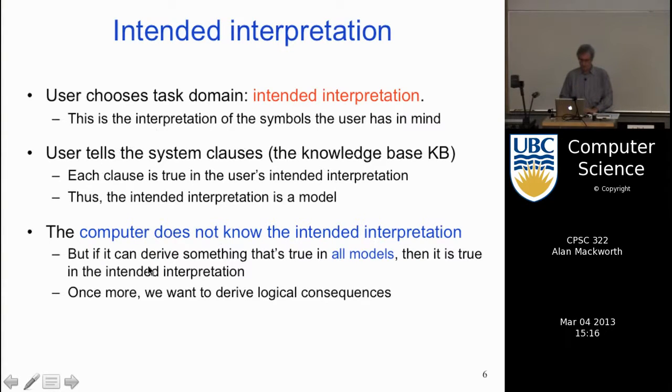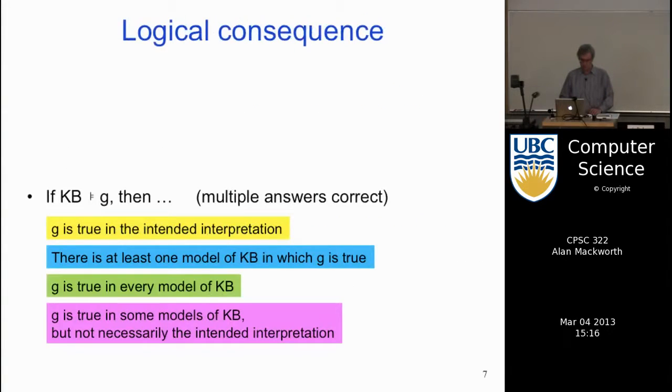So that's what this says. You can derive something that's true in all models, and it's true in the intended interpretation. So we want to derive logical consequences. We want to say, given a theory, what are all the logical consequences of that theory? What is true in all models?